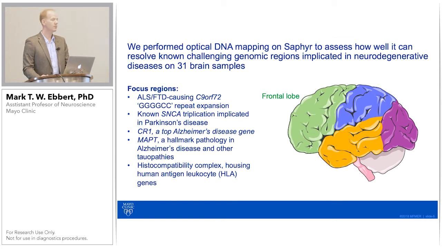And then finally, the Major Histocompatibility Complex. This is a very large region that houses the human leukocyte antigen genes involved in the immune system, and it's been implicated in over 100 different diseases. But no one has been able to really resolve why. And I think it has a lot to do with the genomic architecture, because it's actually quite complex.